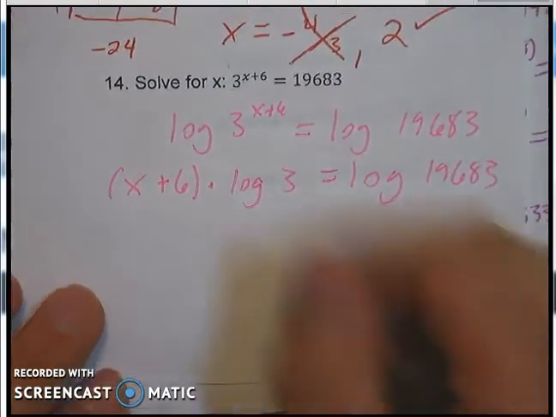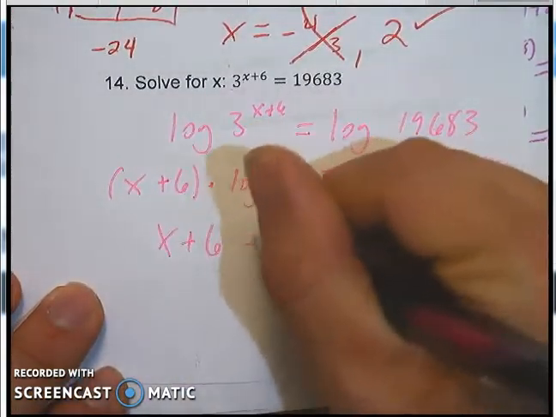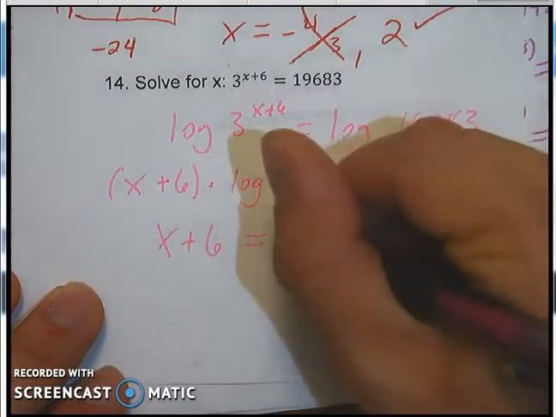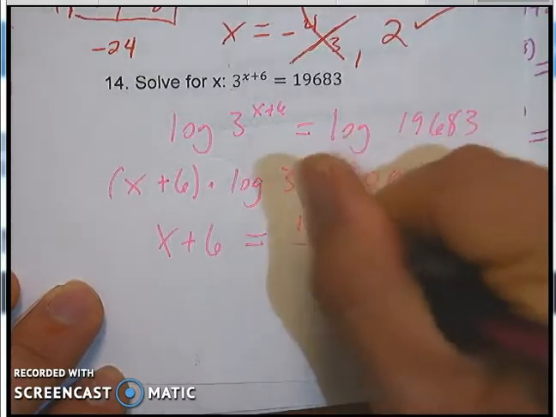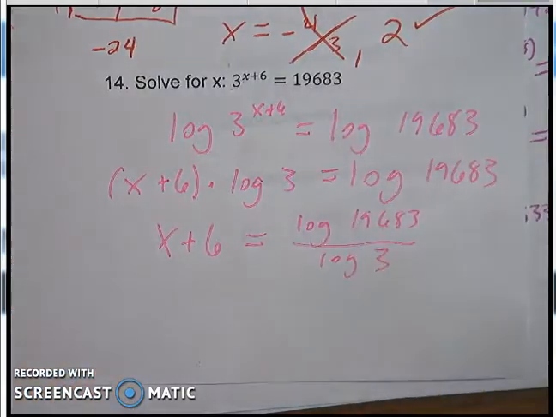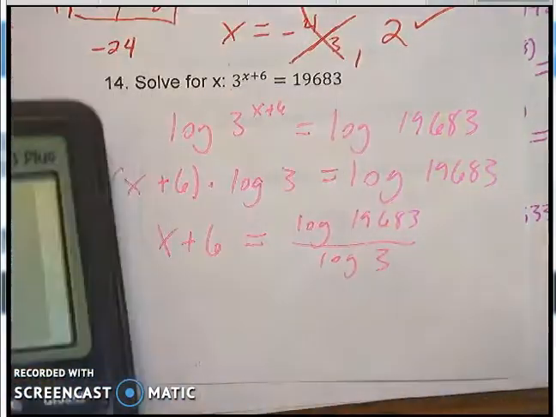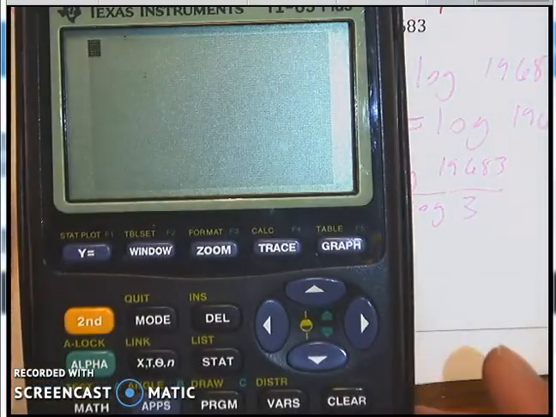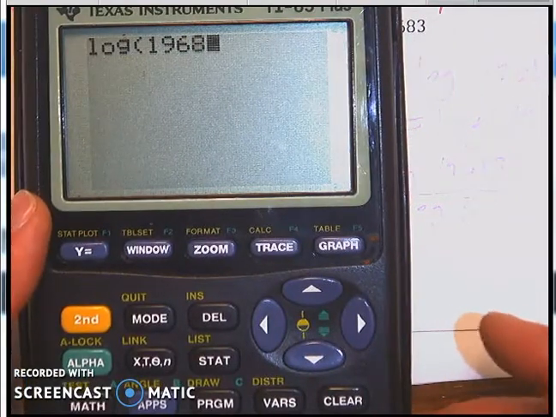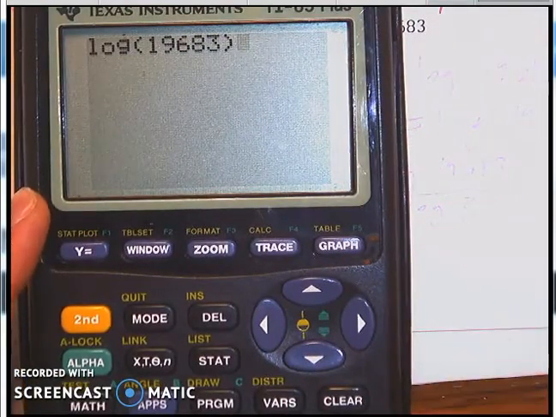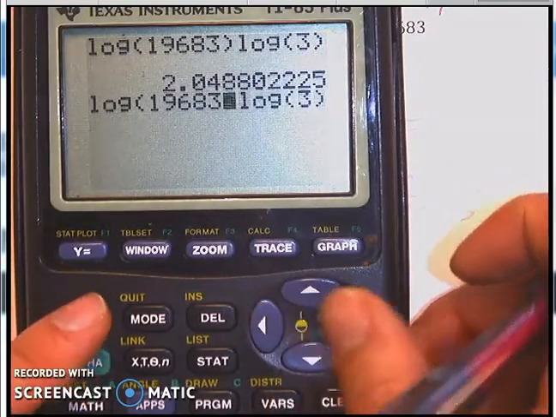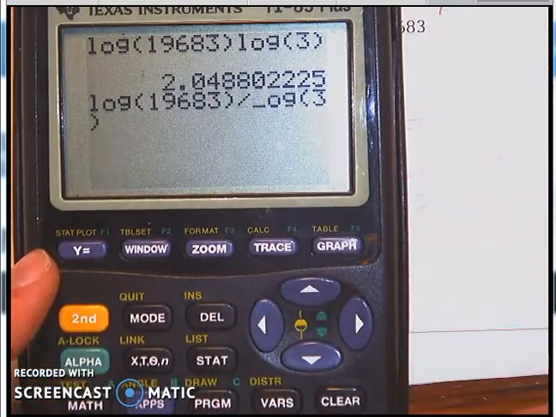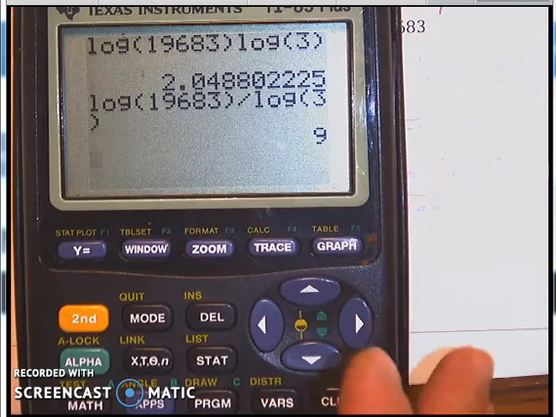And now, to get x plus 6, we're just going to divide both sides by log of 3. Log 19,683 divided by log of 3. That looks like something I can type in my calculator, so I'm going to go ahead and do that. I'm going to type in log 19,683 divided by log of 3. Oops, forgot my divide sign. And that equals exactly 9.